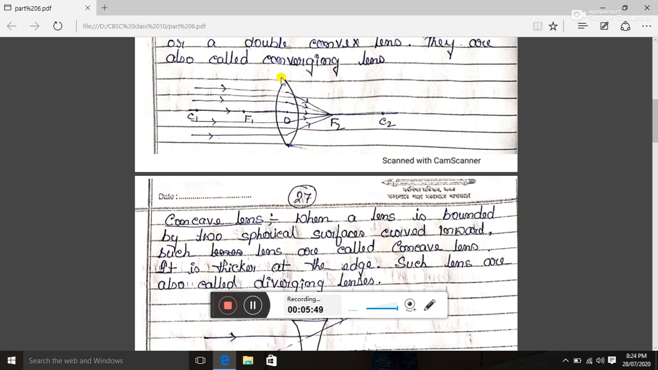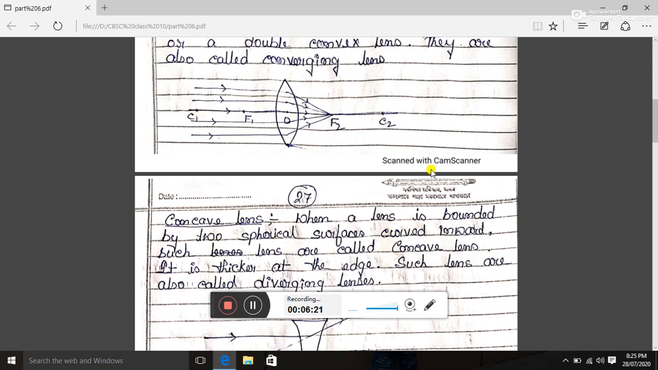So what will happen? This side will have a center of curvature, meaning this sphere will have a center. So this is the center of curvature for this side. This side will have another center of curvature, meaning this is also a sphere, so this sphere will have another center. Let this one be the center of curvature for this side. That means for a lens, there will be two centers of curvature, one on the right side, another on the left side.